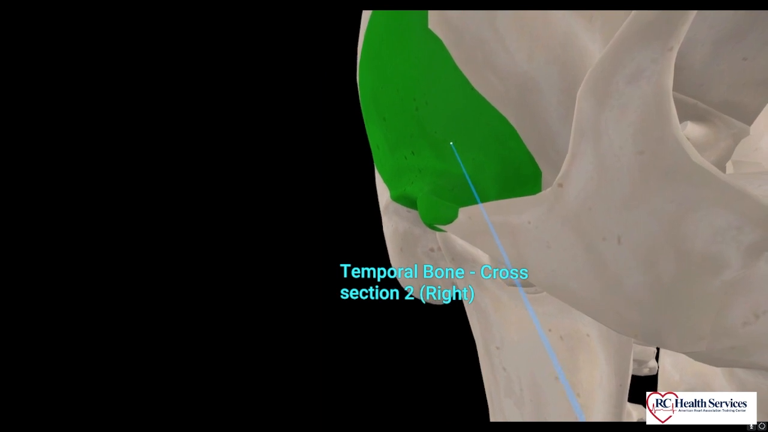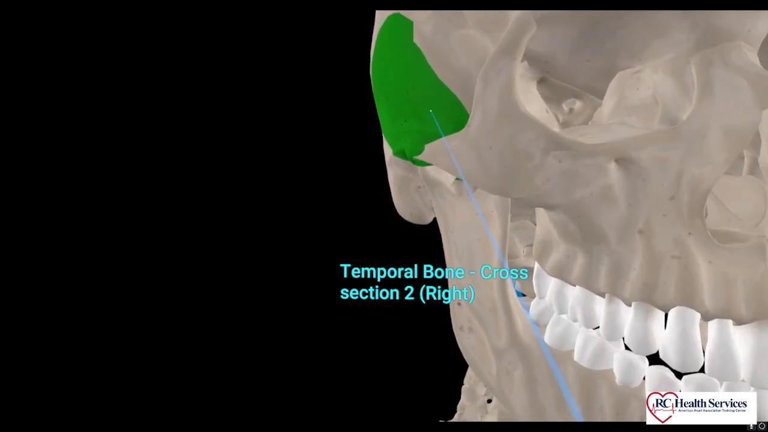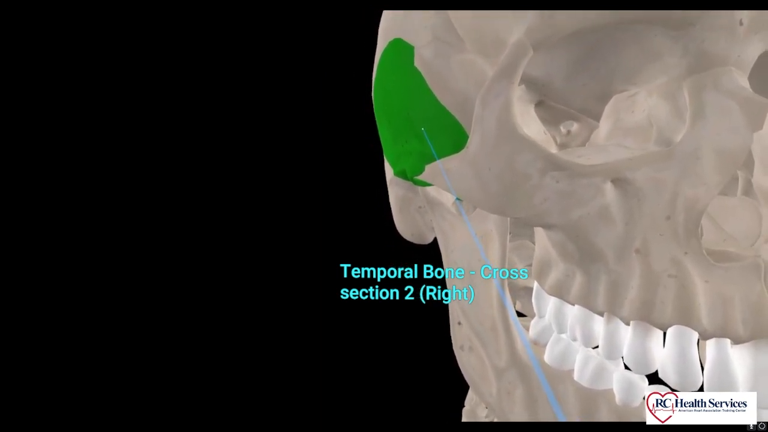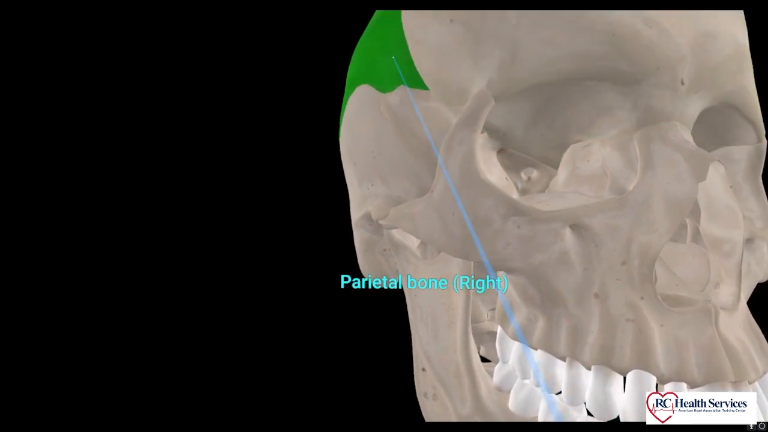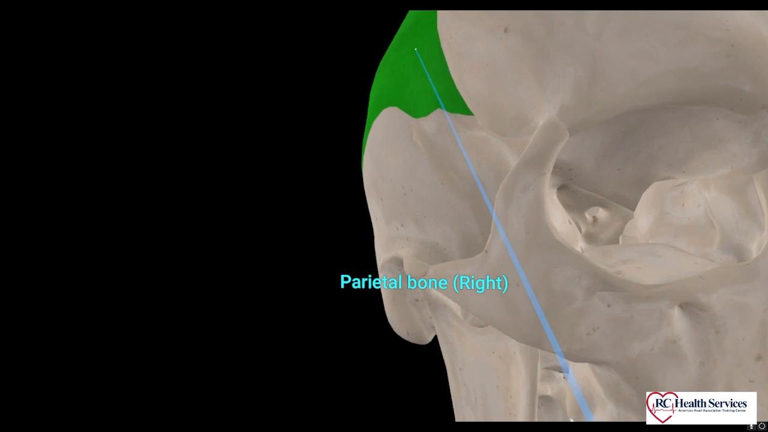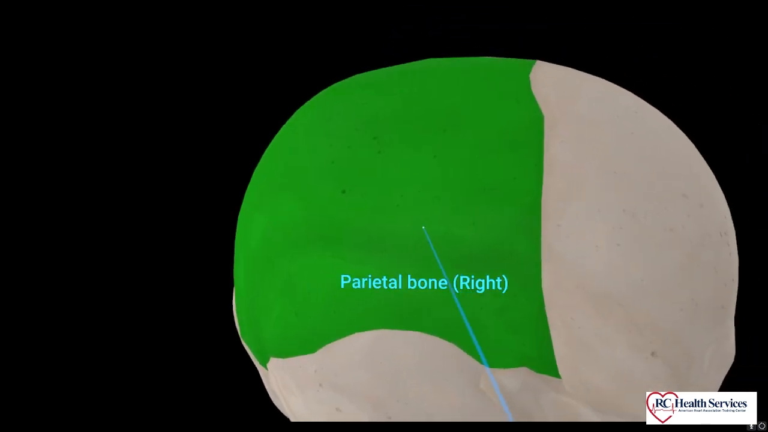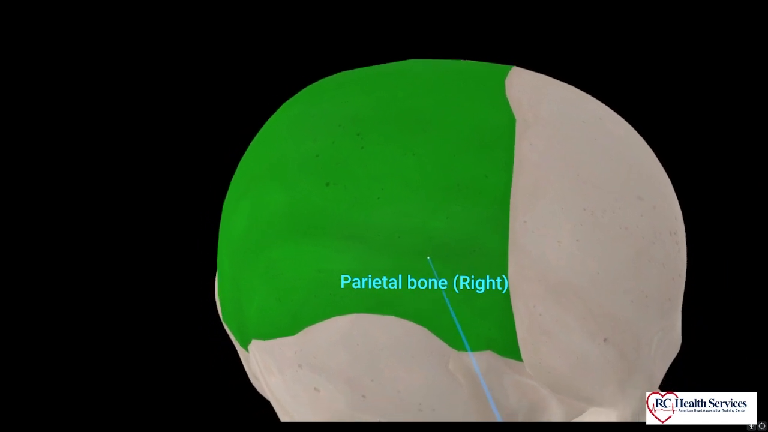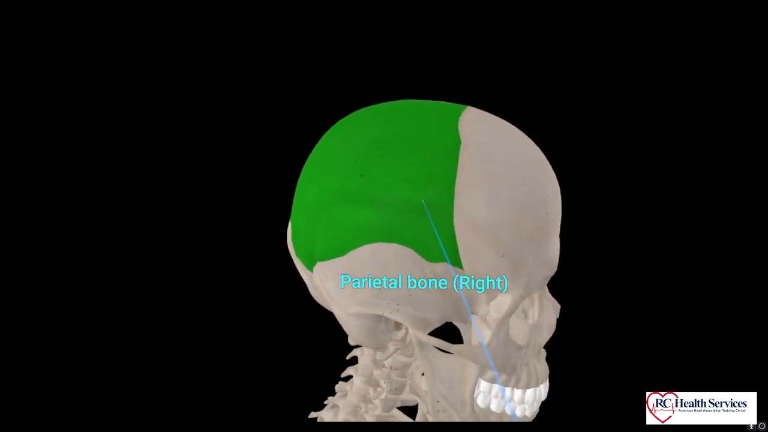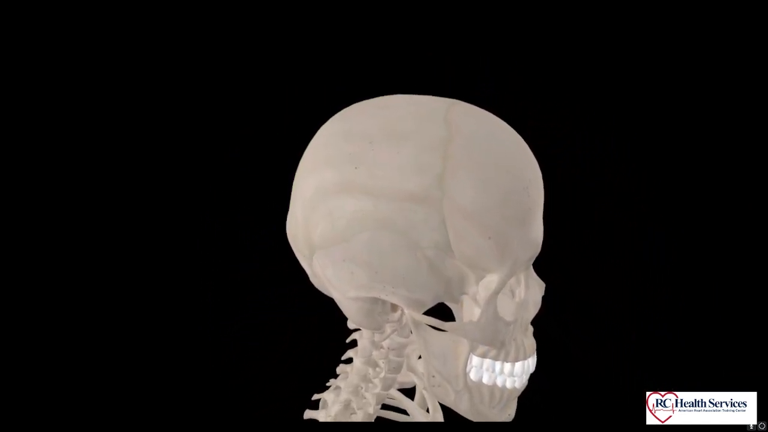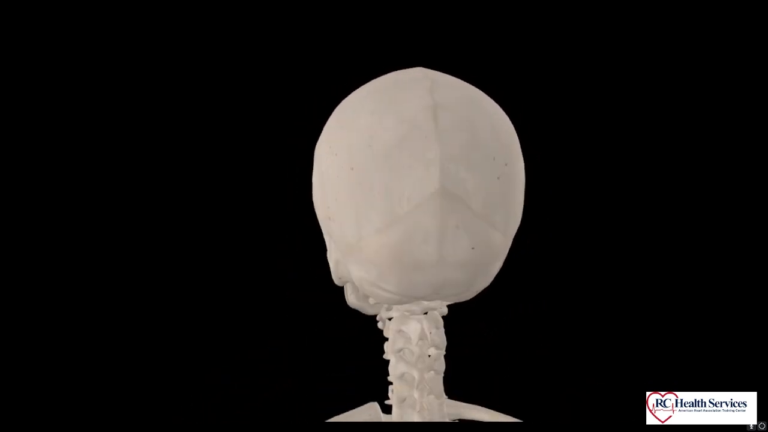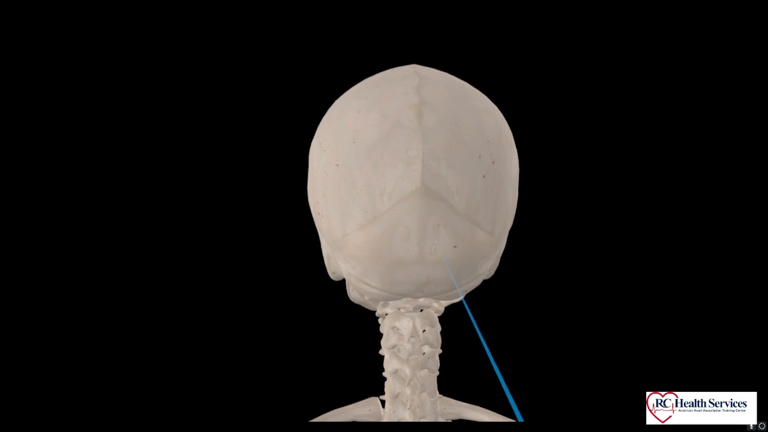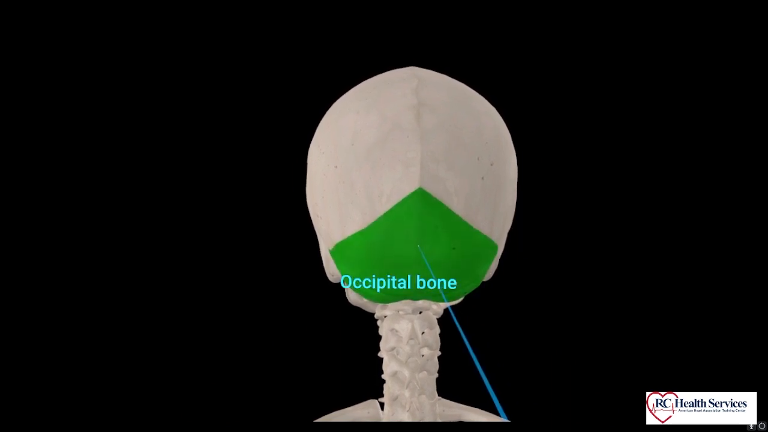Also kind of on the side are the parietal bones. You have what's called a parietal ridge in the side of your head, and it's those two junctions. And then on the very back of the cranium, it's the occipital bone. You also have an occipital ridge as well.